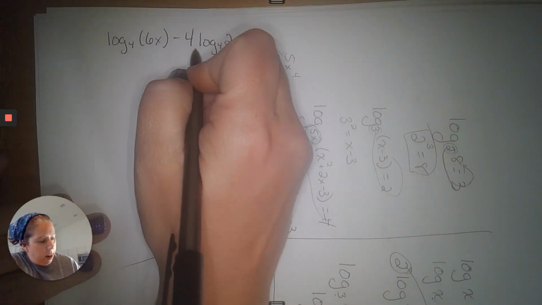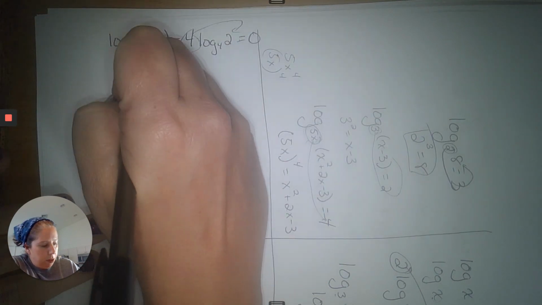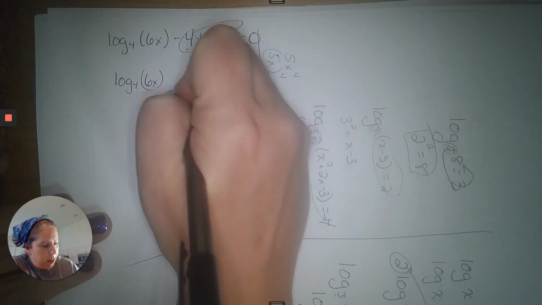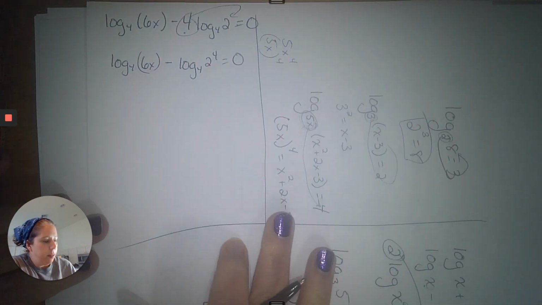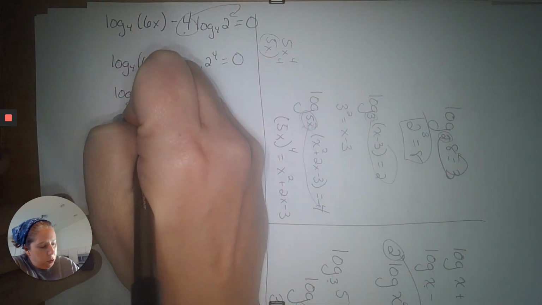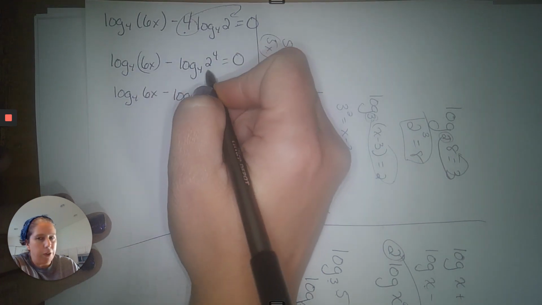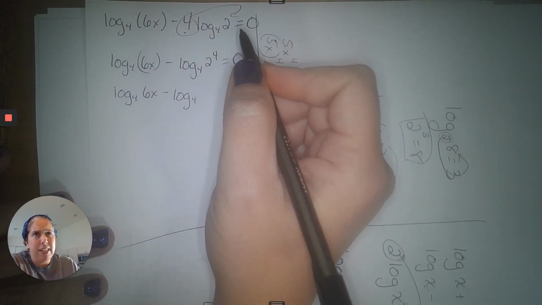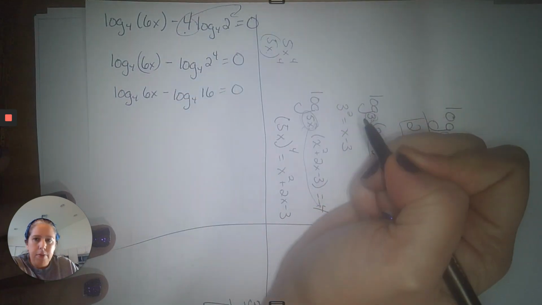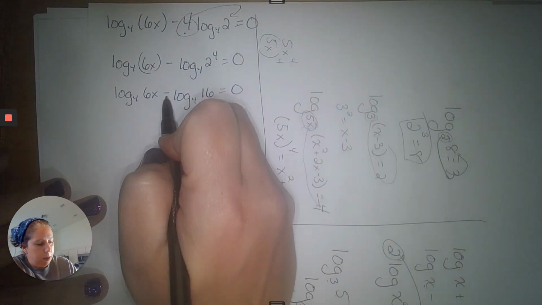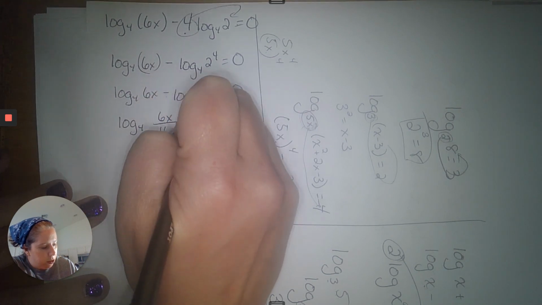Okay, all right, so we're going to raise this to the top. Okay, it's just going to be 4. It's not going to be negative 4, so don't do that. So log base 4 of 6x minus log base 4 of 2 to the 4th equals 0. 2 times 2 is 4, times 2 is 8, times 2 is 16, equals 0. Okay. Now, it's minus, so we're going to divide. So log base 4 of 6x over 16 equals 0.